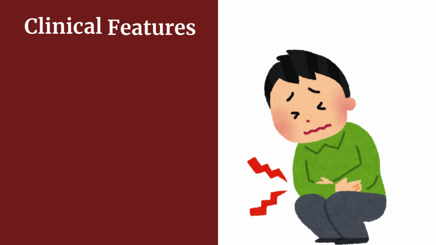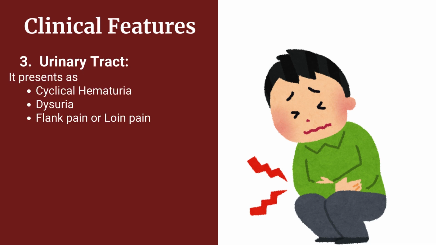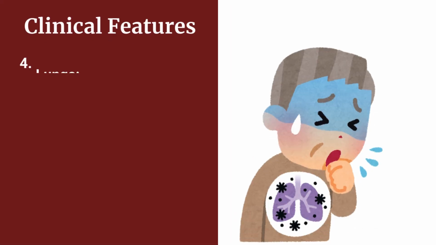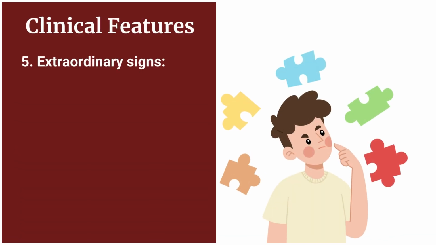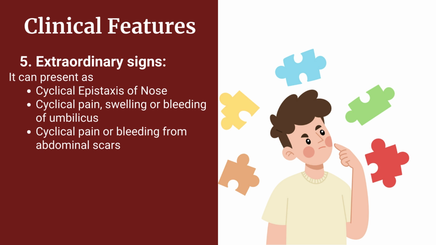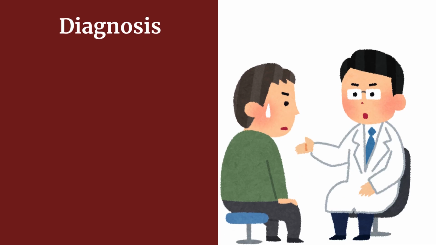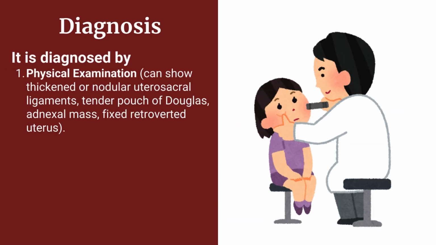If it involves urinary tract, it presents as cyclical hematuria, dysuria, flank pain or loin pain. If lungs are involved, it presents as cyclical hemoptysis, hemopneumothorax. There can be extraordinary signs. It can present as cyclical epistaxis of nose, cyclical pain, swelling or bleeding of umbilicus, cyclical pain or bleeding from abdominal scars.